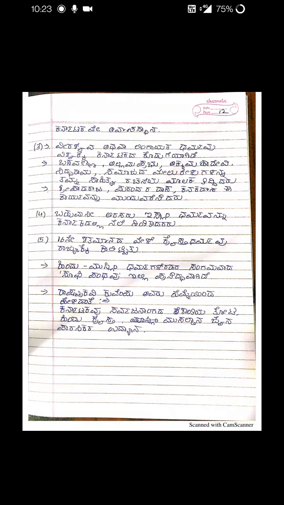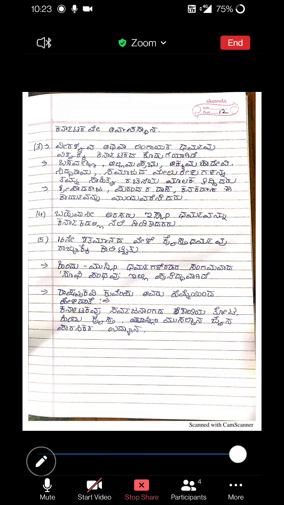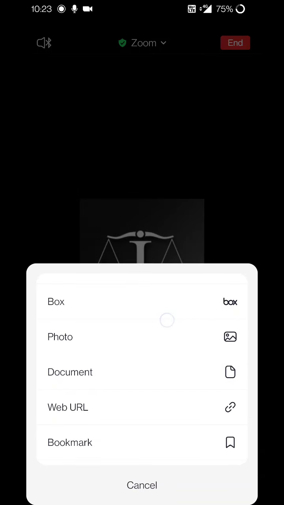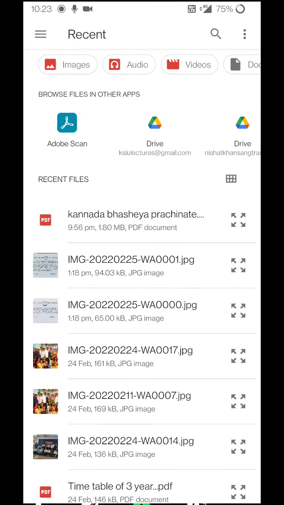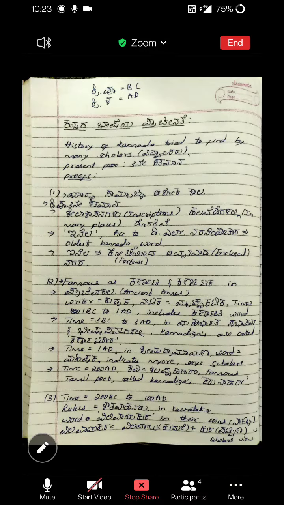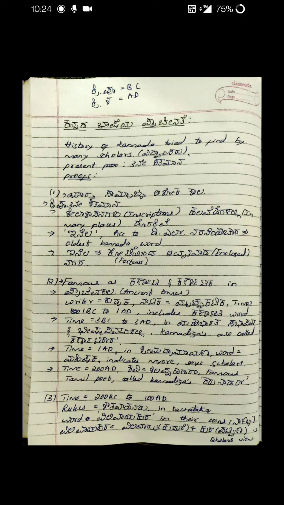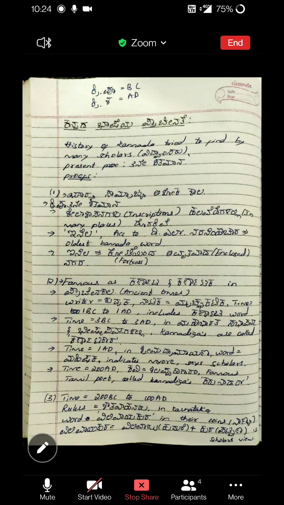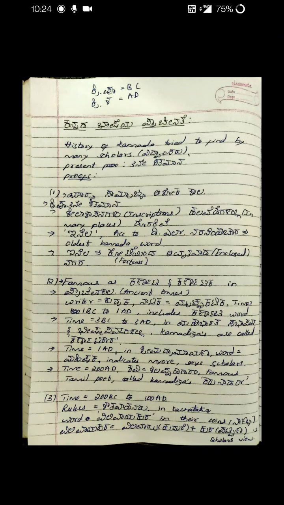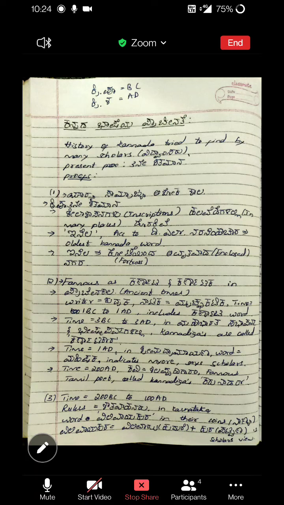It basically contains names. You have to remember names mostly. The next important concept, the most important concept in third unit is Kannada Bhashaya Prachinte. It is a fixed question, compulsorily for 10 marks. It has been asked every time. This concept was present in the previous syllabus also, and it has been asked every time in the previous syllabus. Kannada Bhashaya Prachinte, so the history of the Kannada language.